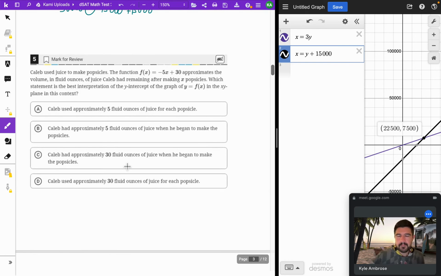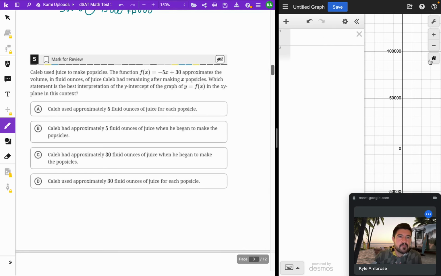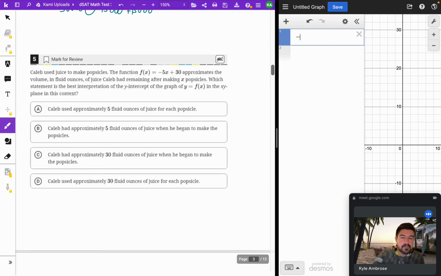Okay, this one's going to be a little bit easier. Caleb used juice to make popsicles, and this equation here approximates the volume that he had remaining after he made X popsicles. And the question is, what does the y-intercept of this graph represent? So maybe first of all, we can go to Desmos. If you're not comfortable with equations, lines, we can graph it.